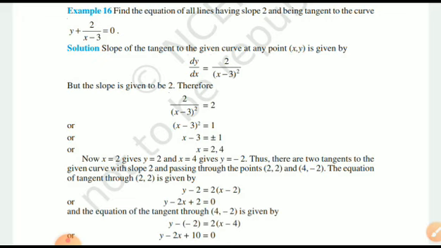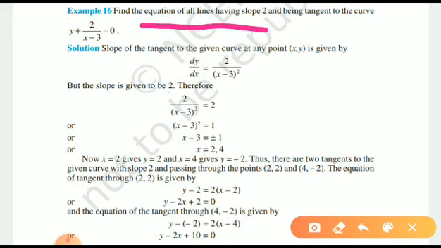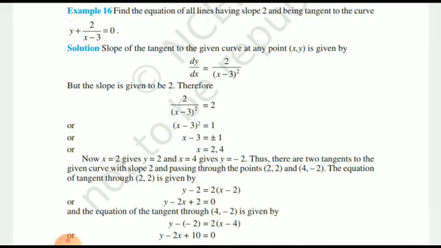Find the equation of all lines having slope 2 and being tangent to the curve y + 2/(x - 3) = 0. Now see, what we have to find is the equation of all lines having slope 2, and being tangent to the curve y + 2/(x - 3) = 0.